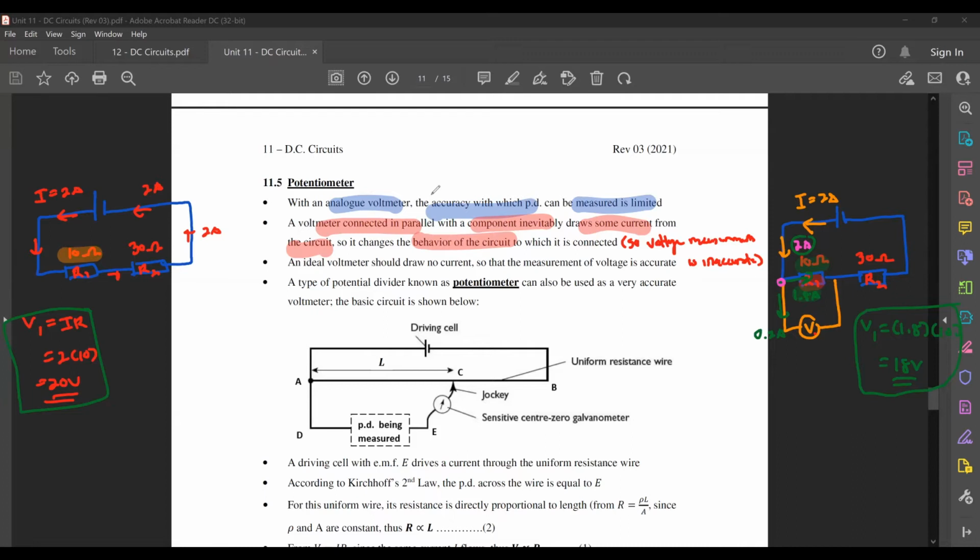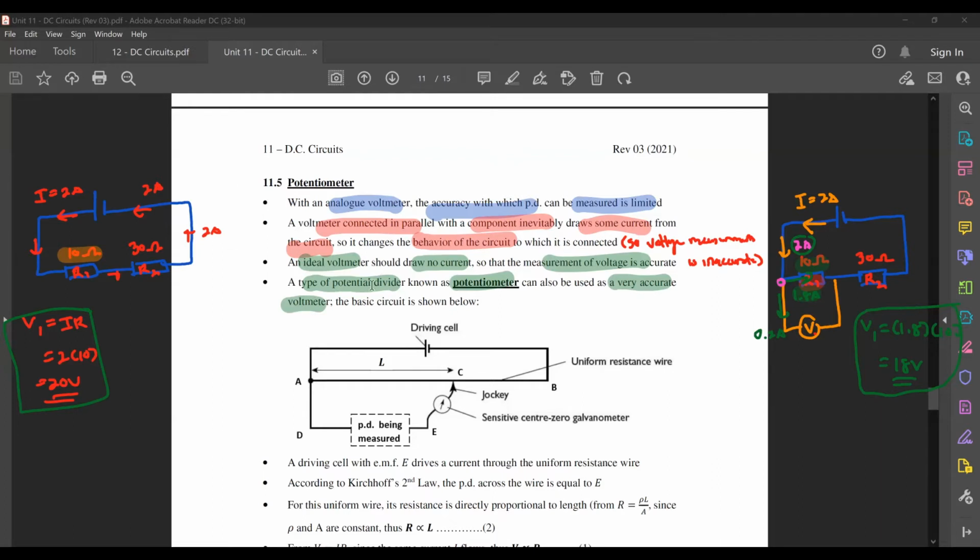All right. So that's the reason in the first place why we mentioned that an ideal voltmeter should draw no current, so that the measurement of voltage is accurate. To overcome problems like this, where the act of trying to measure something causes the measurement to be inaccurate, we have the concept of the potentiometer. A potentiometer is a type of potential divider that can be used as a very accurate meter. The basic circuit is as shown below. Just bear this in mind.